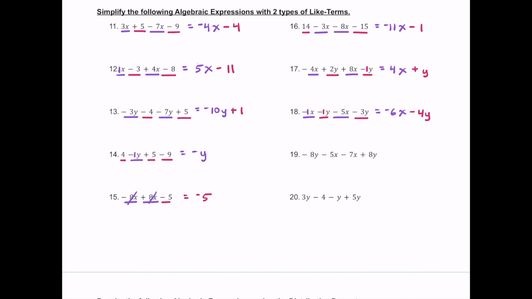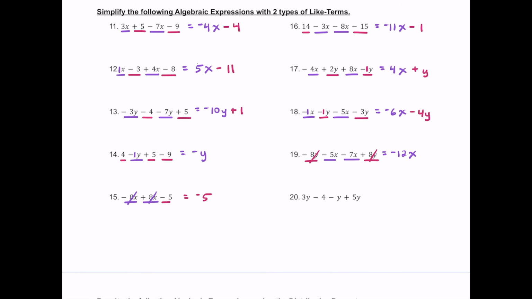For number 19, we'll go with the x's first. We have negative 5x combined with a negative 7x. That'll make negative 12x. And then for the y's, check this out. We have negative 8y and plus 8y. So those are going to cancel each other out since they are opposites. So negative 8 plus 8 is 0. And so we won't have any y's in our simplified expression.